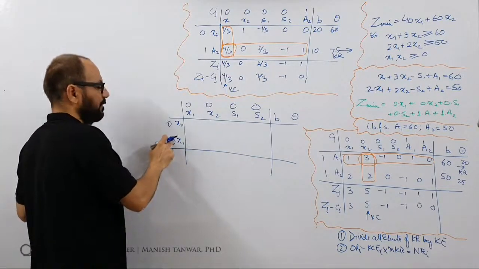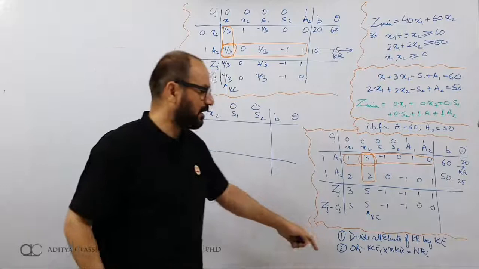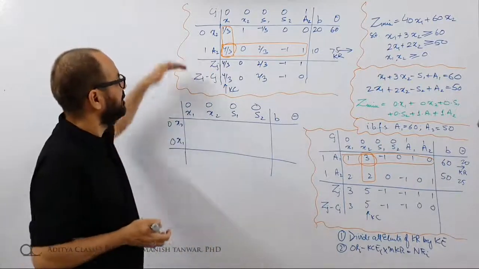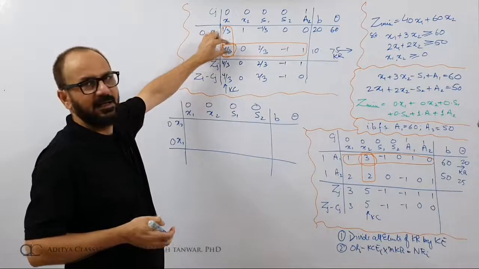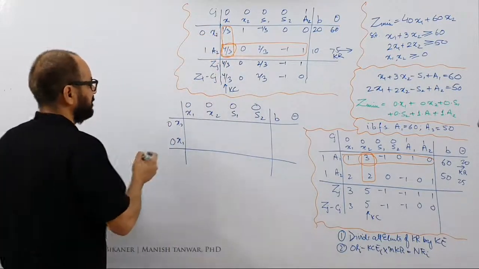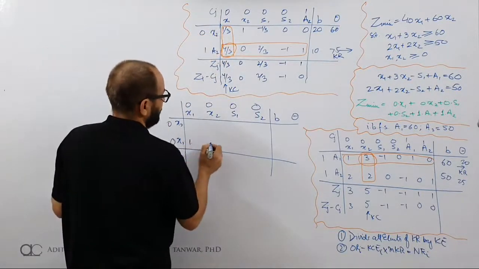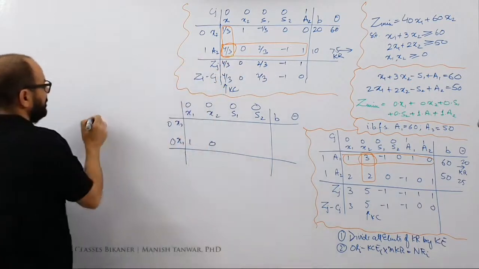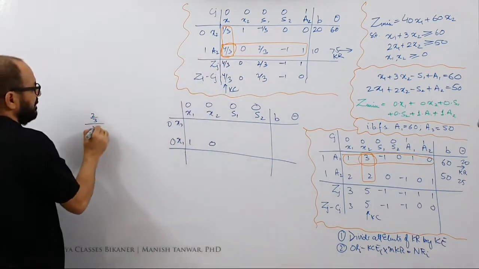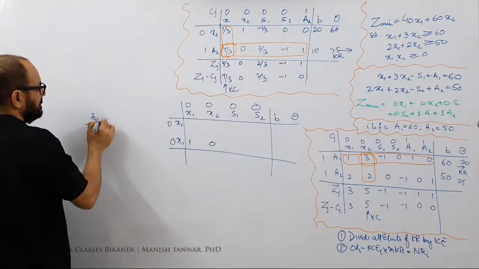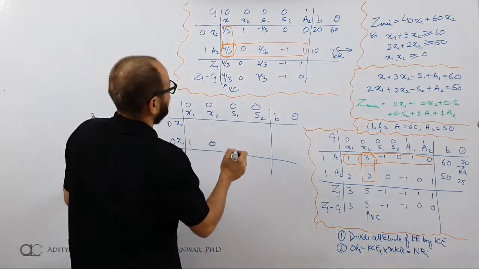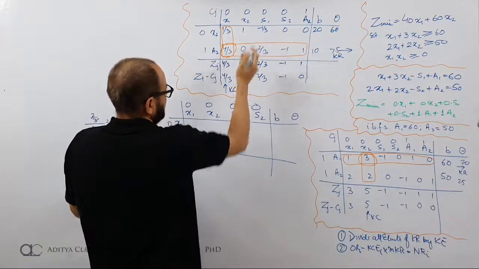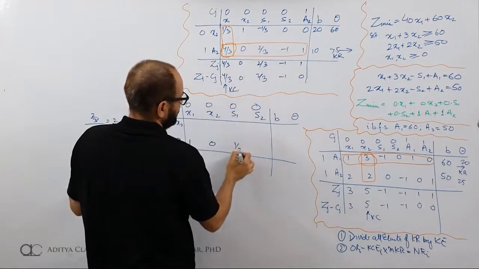Now, the first rule, divide all elements of key row by key element. This is my key row. Divide all these elements by key element. 4 by 3 upon 4 by 3 would be a 1, 0. This would become a 2 by 3 divided by 4 by 3. 3 cancels out, it becomes 2 by 4. So we could write it as a 2 by 4, or we could put it down as a 1 by 2 also.